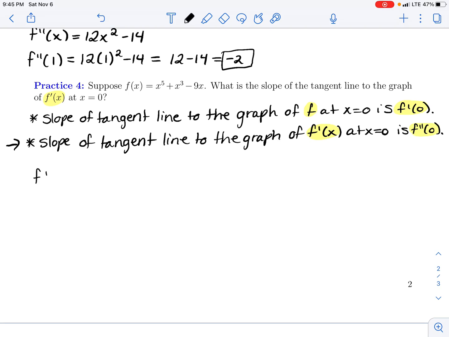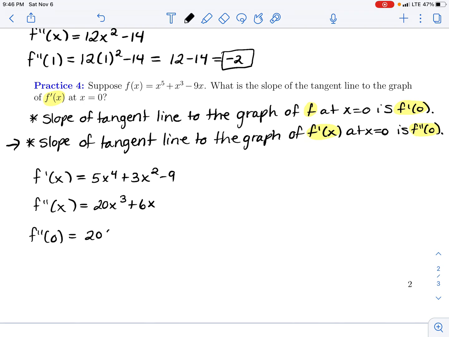So now what I want to do is compute the second derivative of my function f. But how I'm going to do that is by first computing the first derivative. So this is 5x to the fourth plus 3x squared minus 9. And so now to compute the second derivative, I just compute the derivative of the first derivative, which is 20x to the third plus 6x.